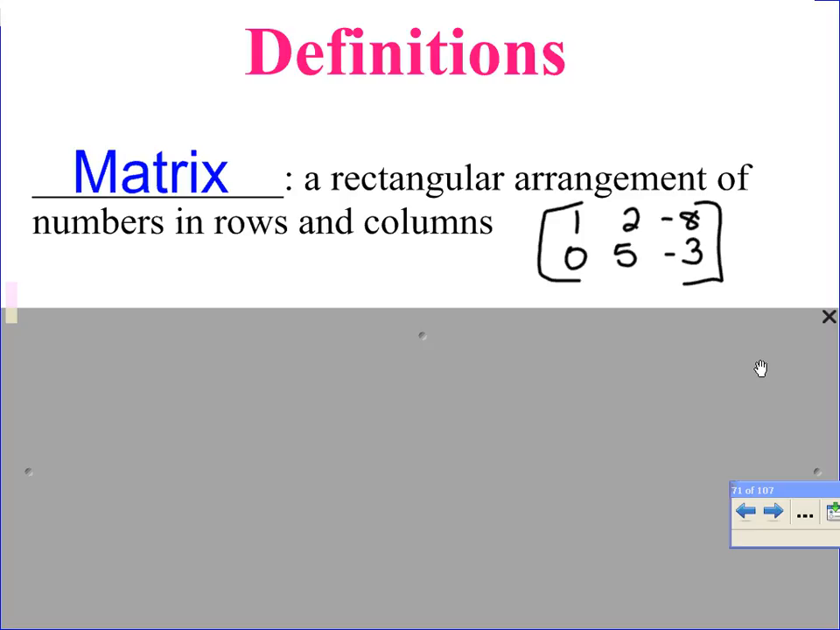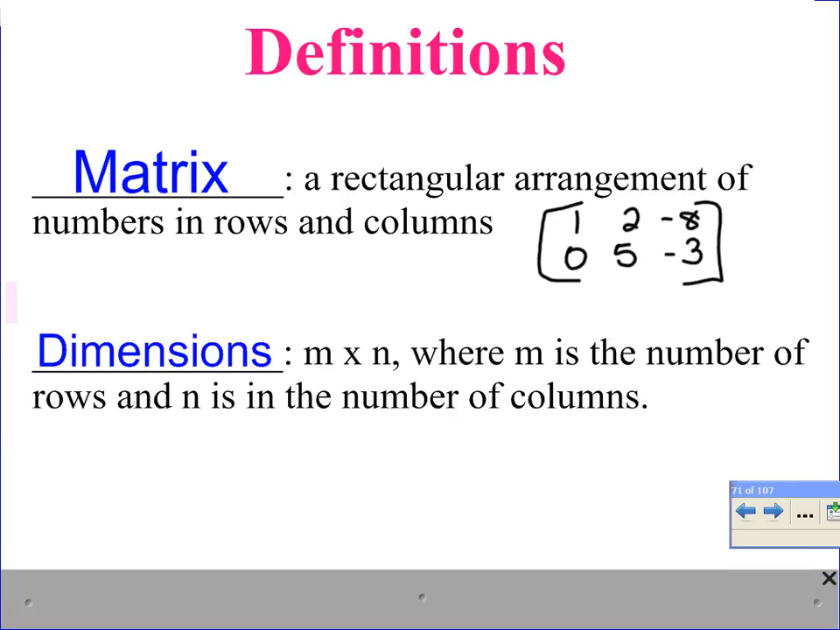Second definition is dimensions. Dimensions is where m is the number of rows, n is the number of columns. The dimensions of a matrix are always m by n. The reason I have this up here is you need to know what a dimension is before we put this into the calculator. So m by n, it's always rows by columns.